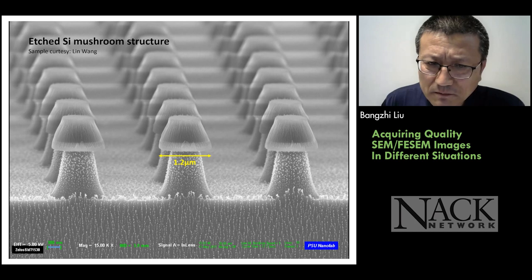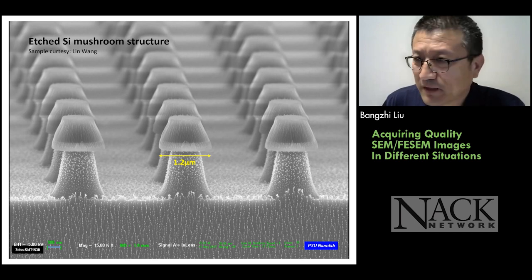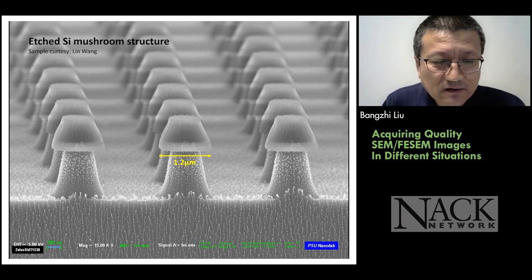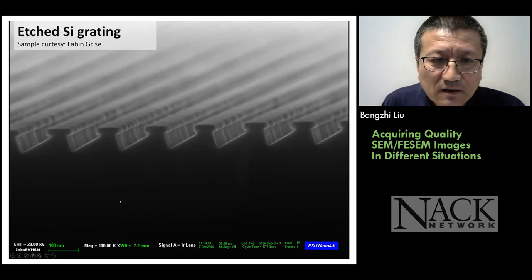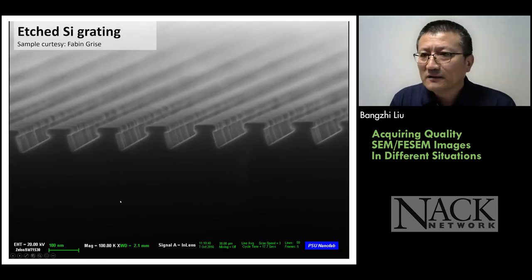See this one: the feature is roughly 1 micron, and the magnification is a medium magnification here. All right, anyway, this example.